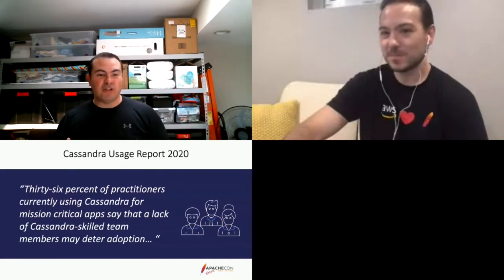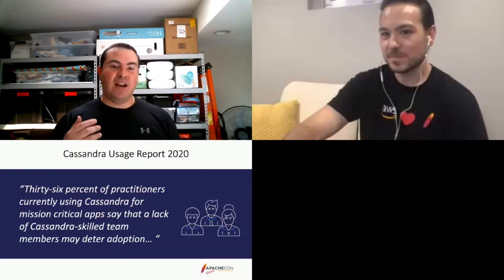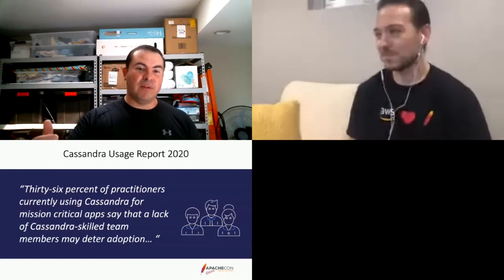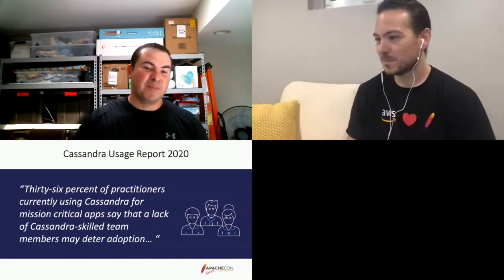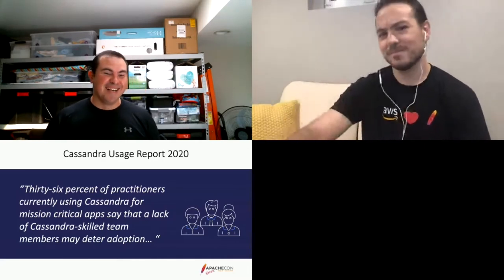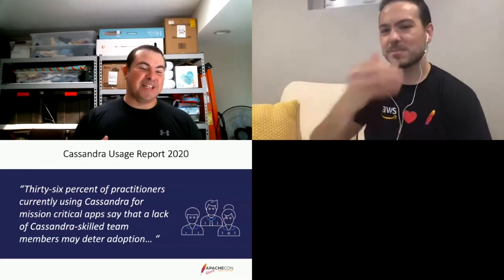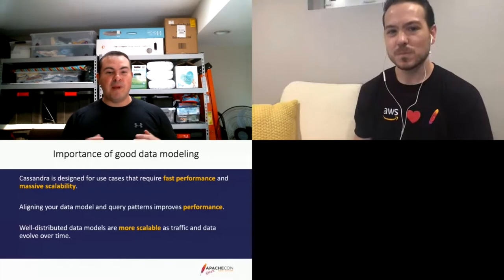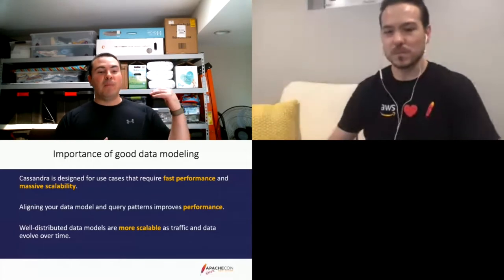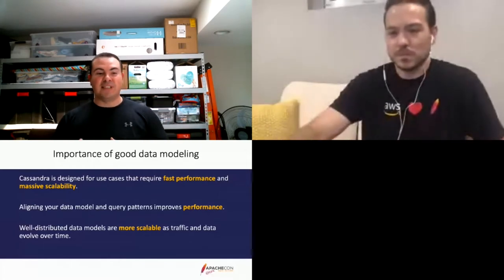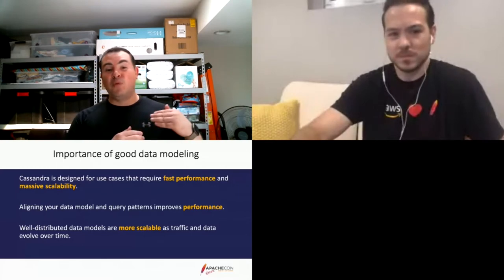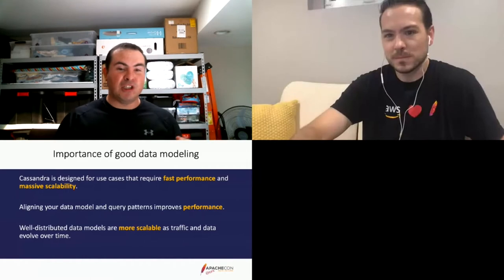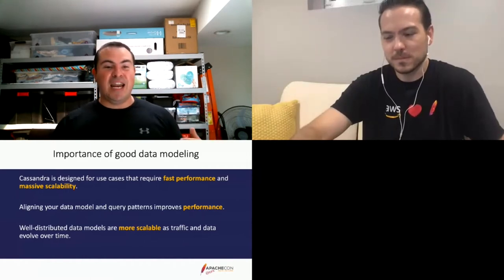Well, first and foremost, it's a context shift. If you are used to building relational data models, building good data models can be challenging. A good data model really helps you build massively performant, massively scaled applications. When you build a good data model that is aligned with your query patterns, it helps you read and write data faster. On top of that, you can build very well-distributed data models that are more scalable as your traffic and data evolve over time.